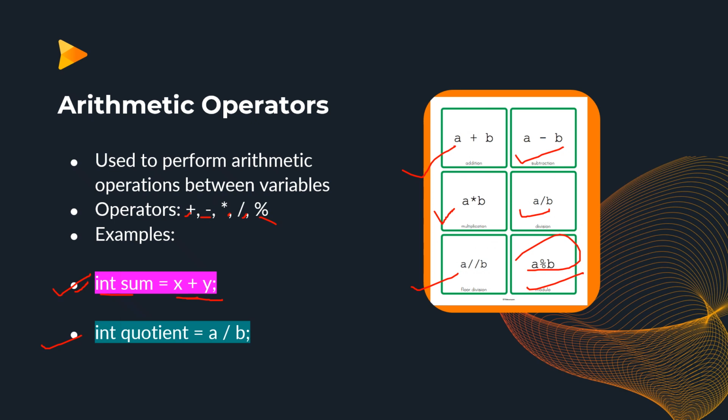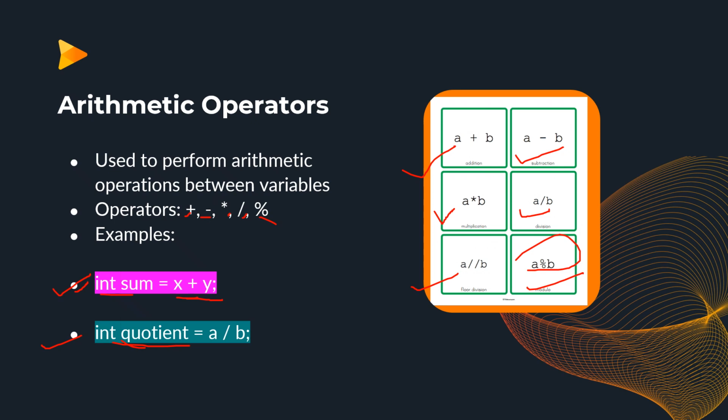Now we have a second example, where we have performed division on both variables. It will give the quotient, like a divided by b. If the value of a is equal to 10 and b is equal to 2, then a divided by b is equal to 5. So the quotient will be 5.